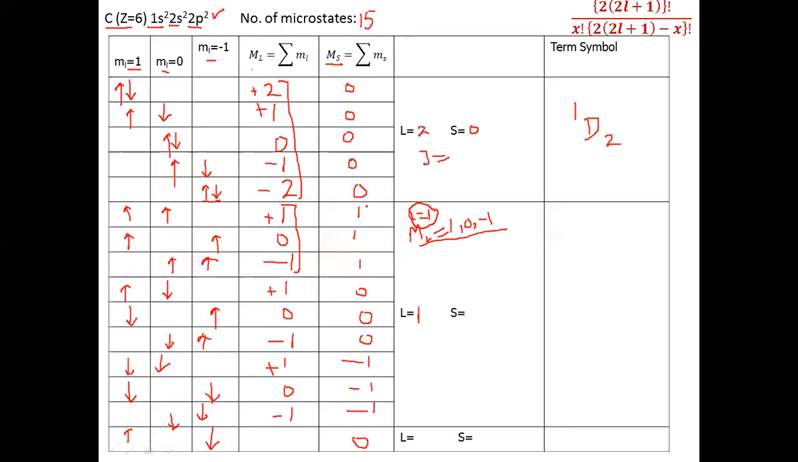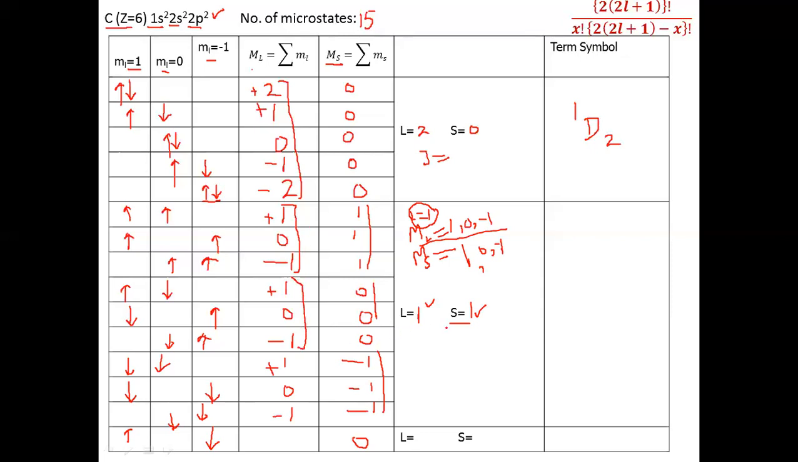Now similarly these MS values, 1, 0 and minus 1, they can come from S is equal to 1, because MS is also plus S to minus S by difference of 1. 1, 1 minus 1 is 0, 0 minus 1 is minus 1. So S is equal to 1 and L is equal to 1 satisfies these groups.